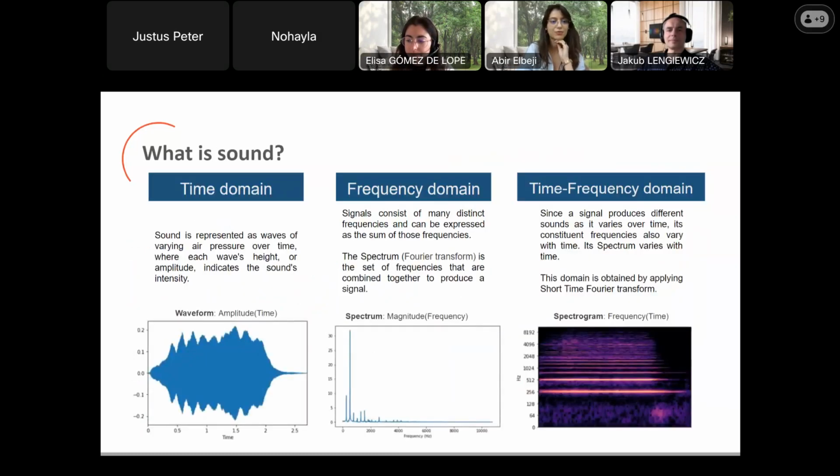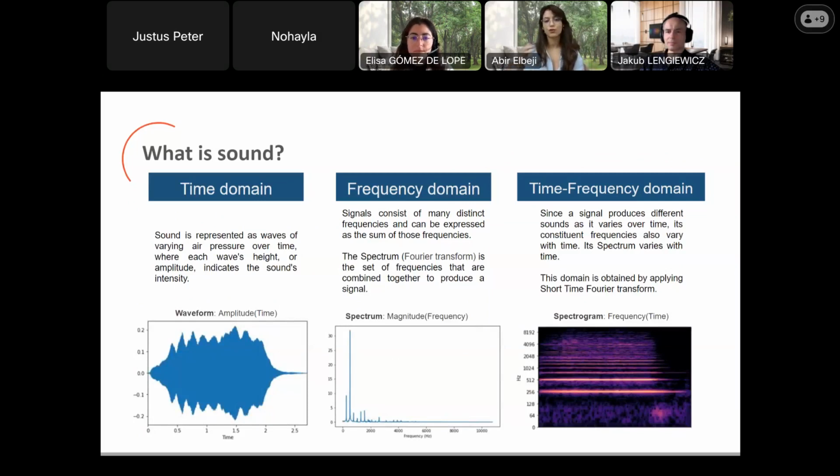But again, now we're talking about voice. Voice is a sound. And what is a sound? What does it constitute? What is its domain? First, it's a wave that is progressing, a signal progressing over time. So it has a time domain. And here we can represent it with a waveform, which is the amplitude based on the time.